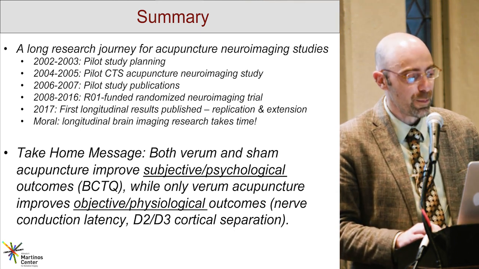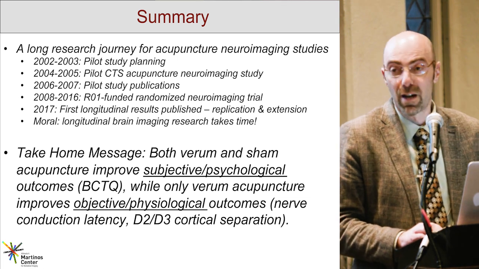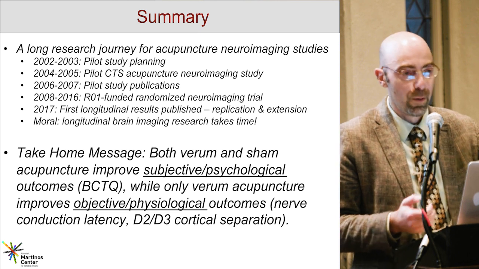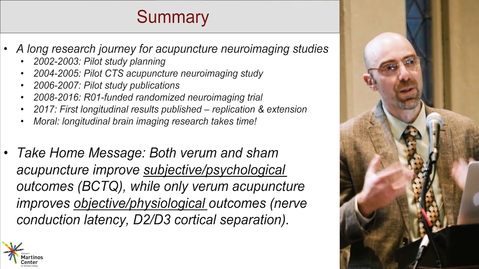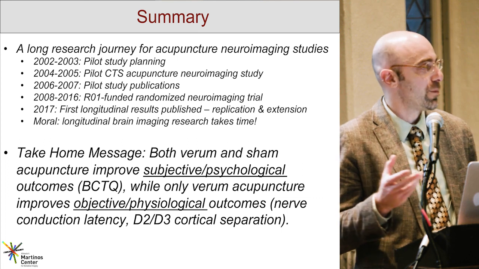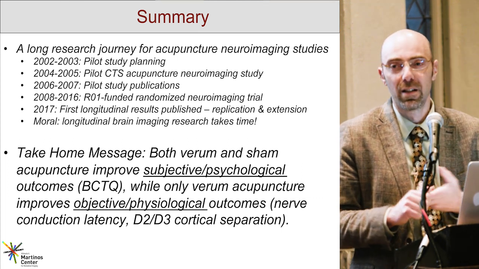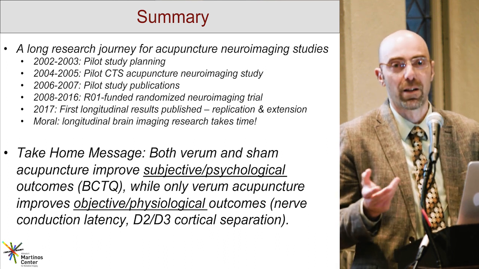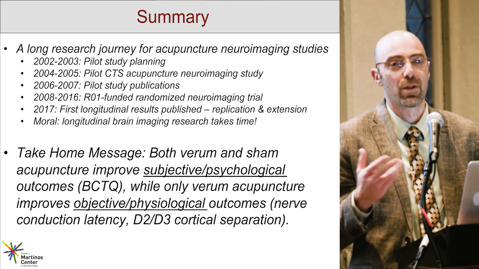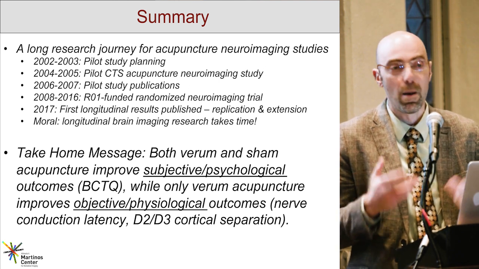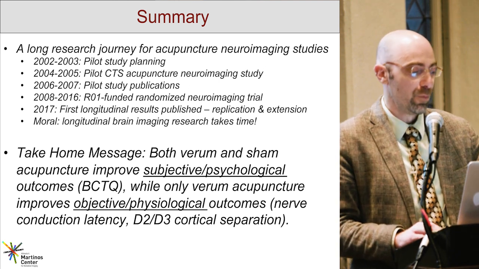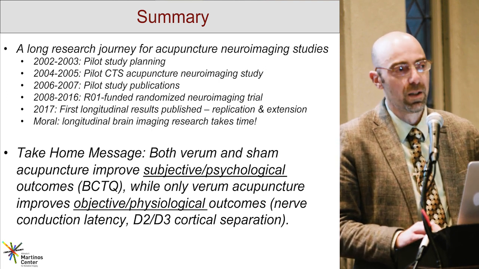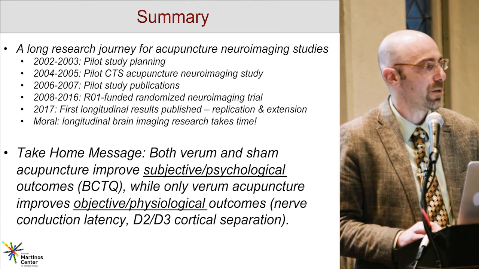BCTQ, while only Verum acupuncture improves objective or physiological outcomes such as nerve conduction latency and D2, D3 cortical separation. And so the importance here is that carpal tunnel syndrome is kind of unique, in that we have these objective outcomes. You look at low back pain, you look at fibromyalgia. These are chronic pain disorders, in some ways much more common than carpal tunnel syndrome, but we don't have objective outcomes for those things. We have to rely on self-report. We have to rely on asking patients, how bad is your pain? And so we saw what happened here with that outcome between Verum and sham acupuncture, and that might be leading to some of the equivocal results from clinical trials of acupuncture.